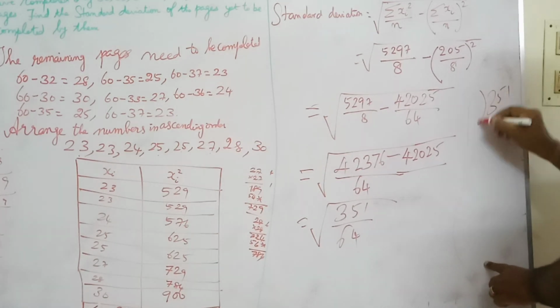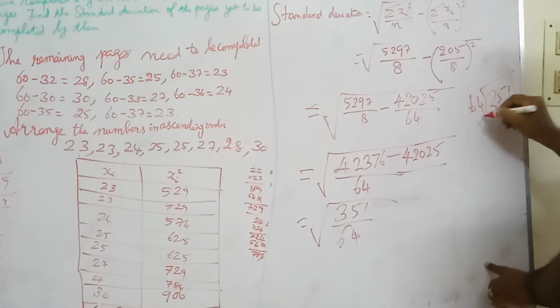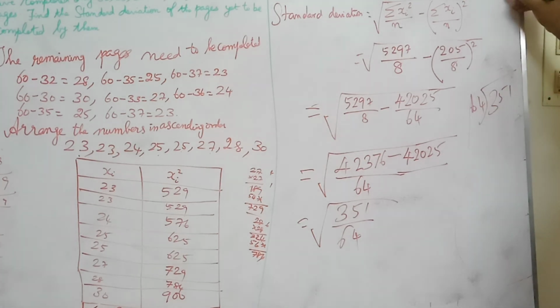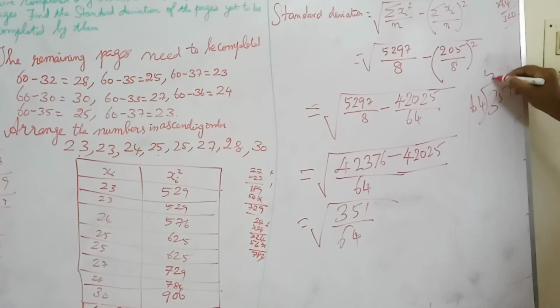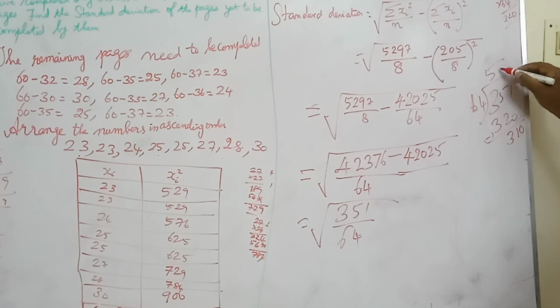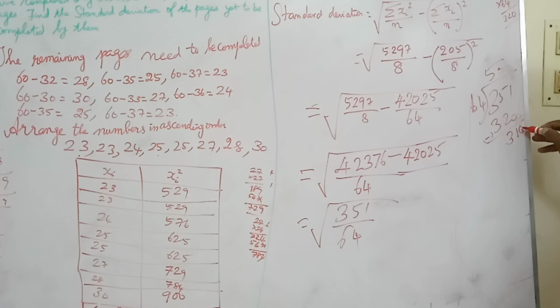351 divided by 64. 64 once, it won't come. 2 64s are 128. 3, 4, what shall we do with 5? 5 into 64, 5 4s are 20, balance 2. 6 5s are 30, 30 plus 2. So 5, 320. 1 minus 0, 1. 5 minus 2, 3. Here we need to put a decimal because we are putting 0 here.